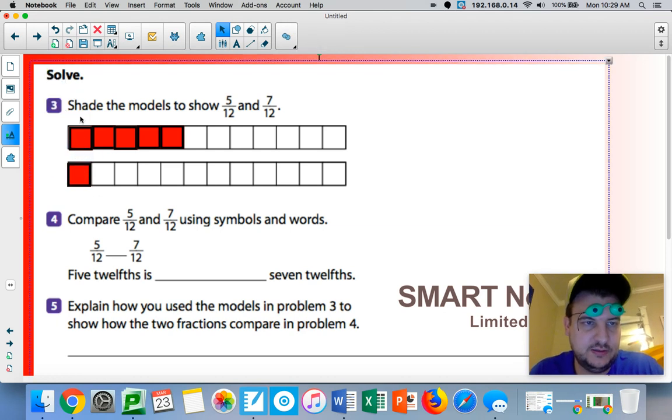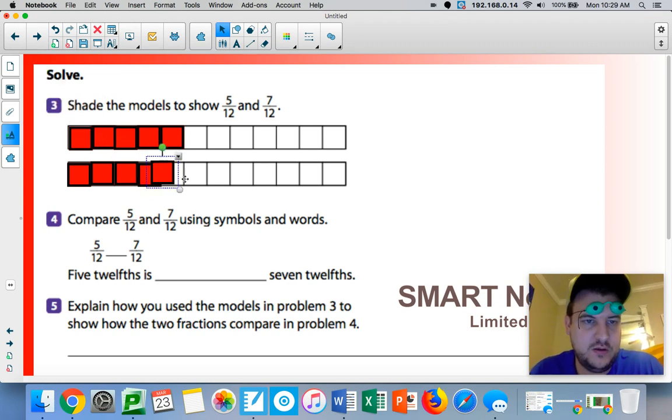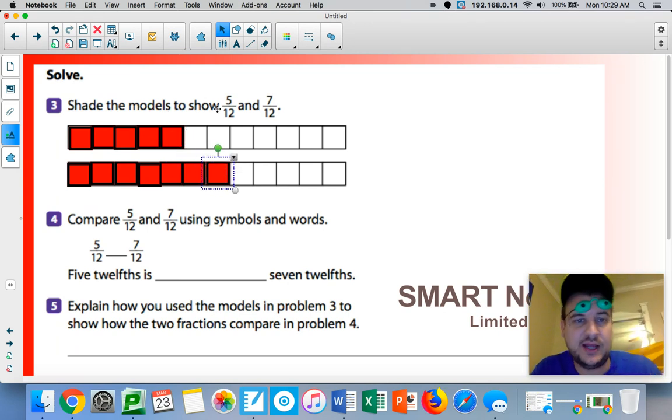So there's 5/12. 1, 2, 3, 4, 5, 6, 7. 7/12. So we can see 5/12 is greater than 7/12.